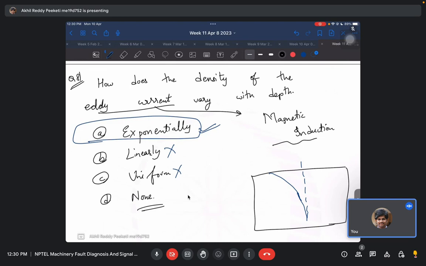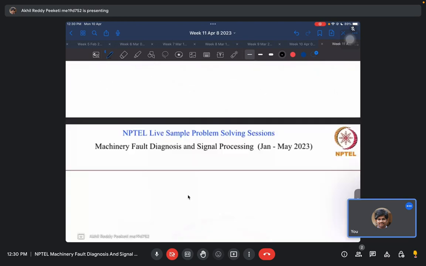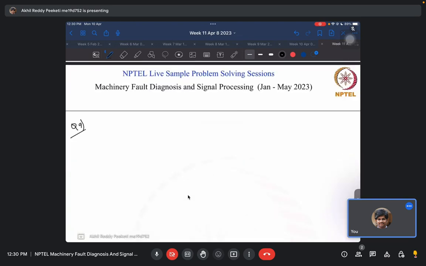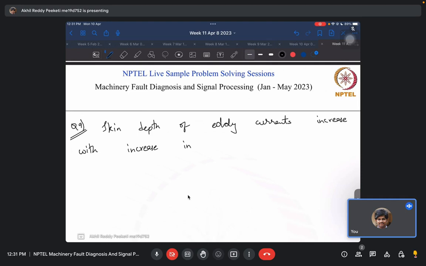Okay, now let's move to the next question. Skin depth of eddy currents increases with increase in conductivity. The answer is false.